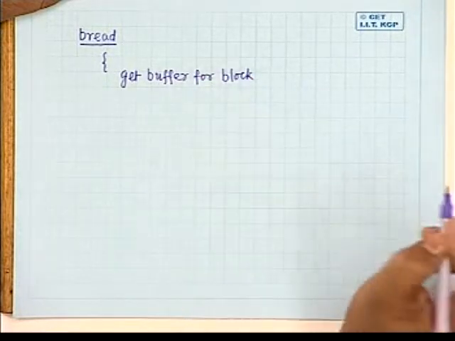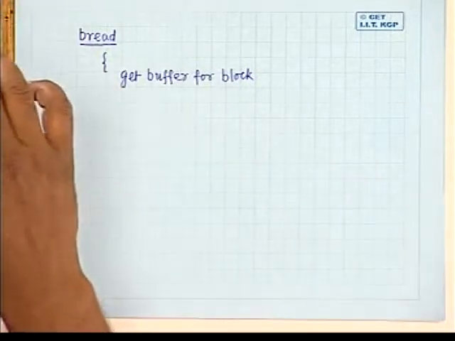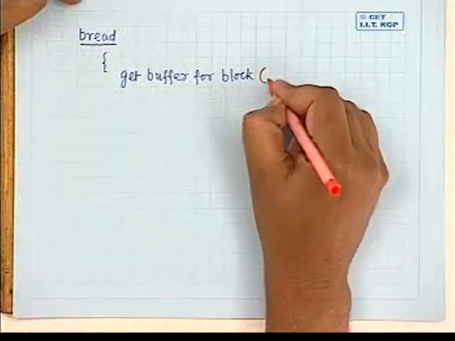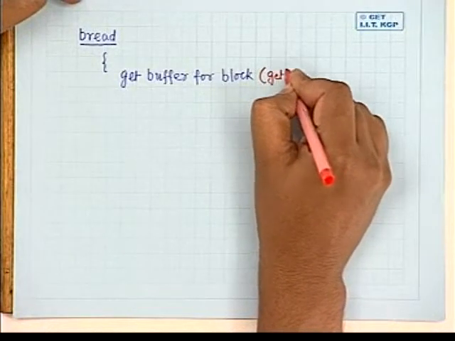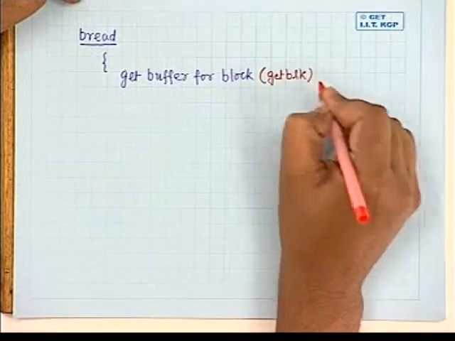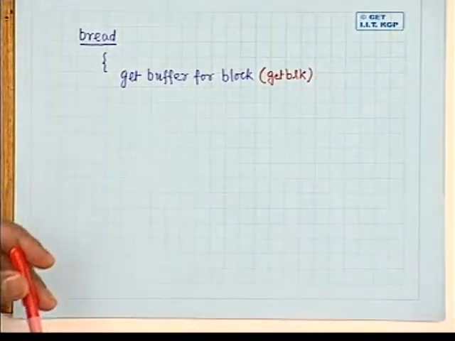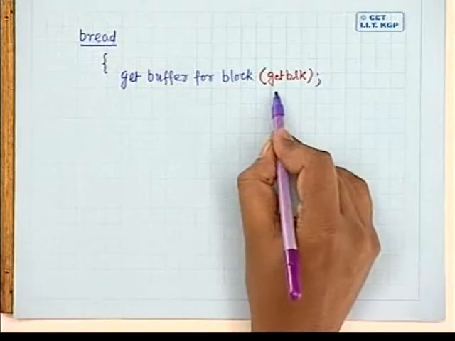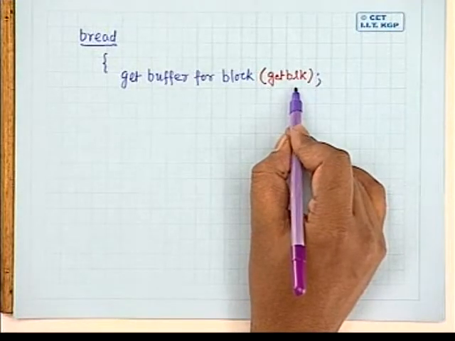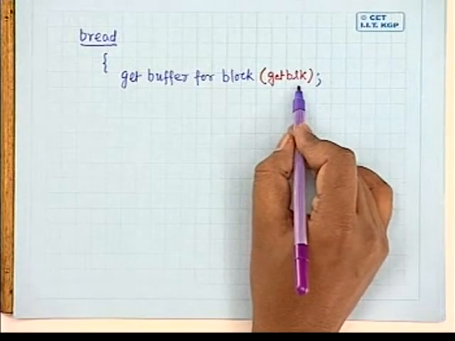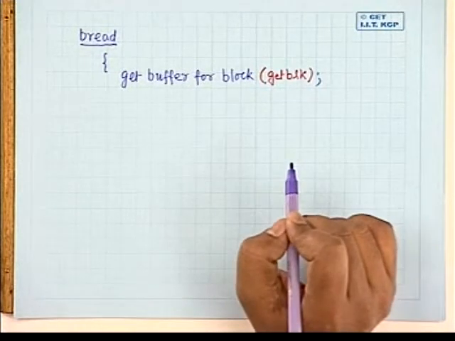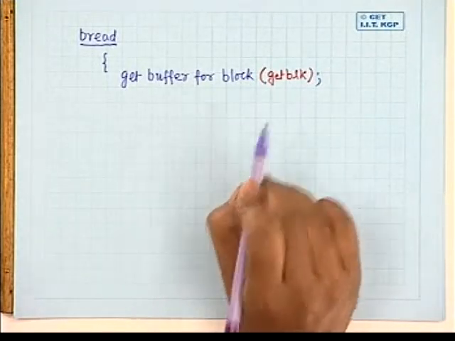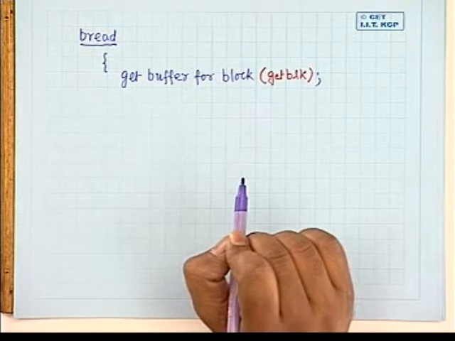The block which has been requested. Okay, and it is here that the get block algorithm is invoked. So, whenever the kernel tries to get a buffer for the requested block, it invokes and executes this get block algorithm. Then the output of the get block algorithm can be either a free buffer or a buffer containing the block that is requested, as we have seen in the get block algorithm.